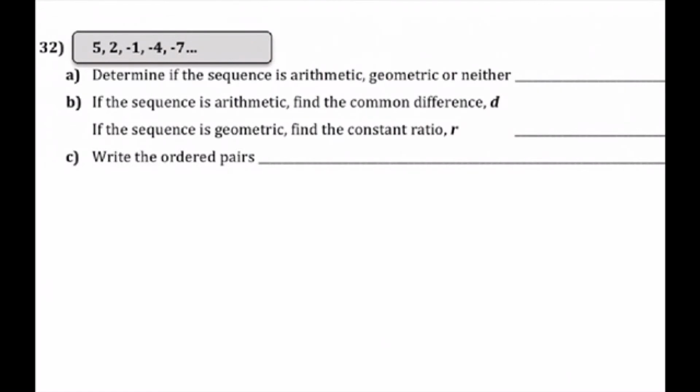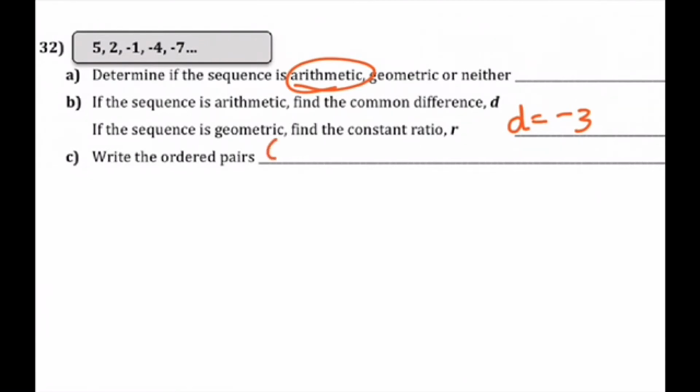So, let's do this one real quick, and it seems like it's the same, but we're going to take it in a little bit different direction. So, determine if it's arithmetic, geometric, or neither. Which one do you think? Jordan? Arithmetic. Why do you think that? Because it's going down 3 every time. Down 3 every time. So, we would say that the common difference is d equals negative 3. Because it's going down, you have to say negative 3.